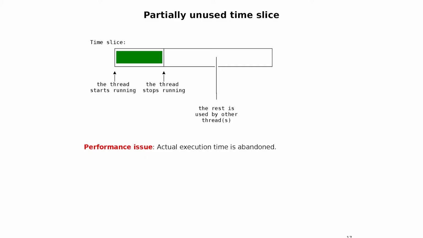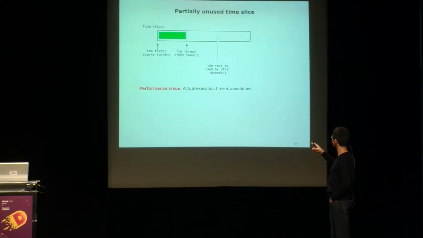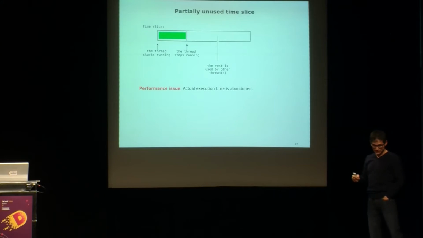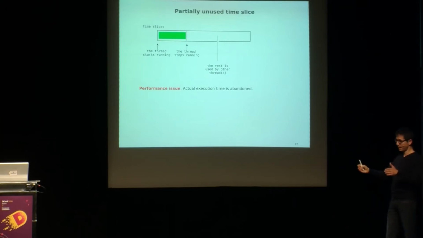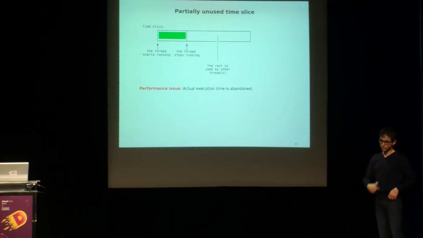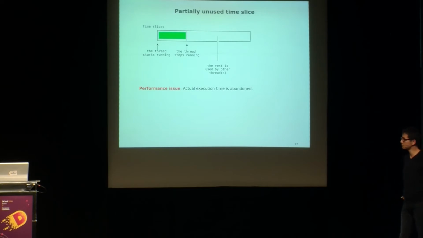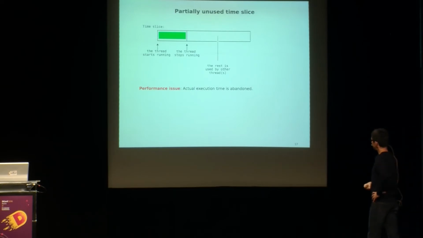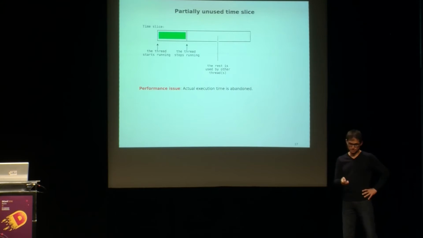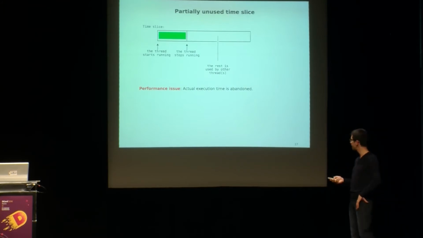So here is a time slice which has not been used fully. The thread started running on the left-hand side, stopped right at that point, and the OS immediately pulls another thread and starts executing it in its place. This is a performance issue because actual time that your thread could have used to execute is abandoned to other threads on the system, to the competitors, if you will.